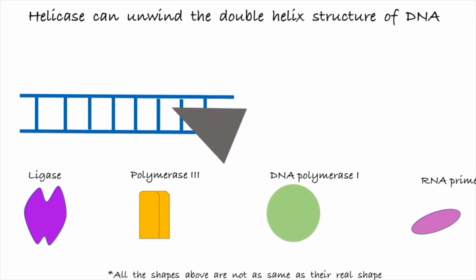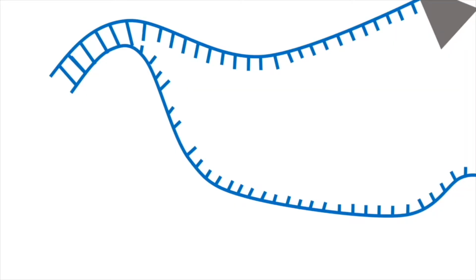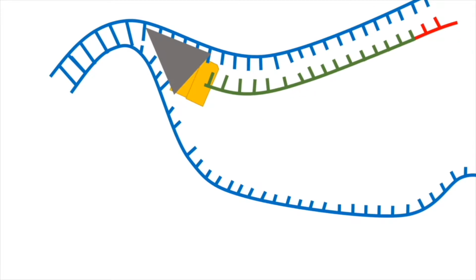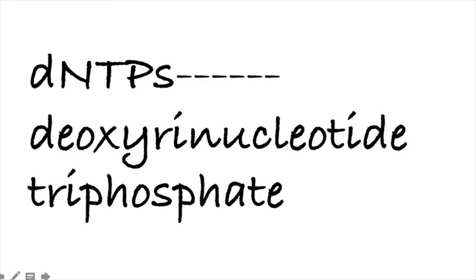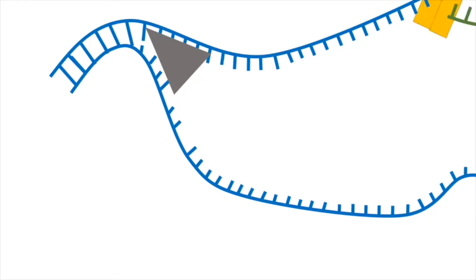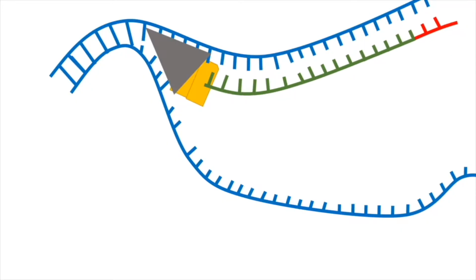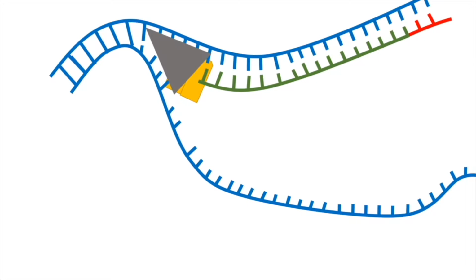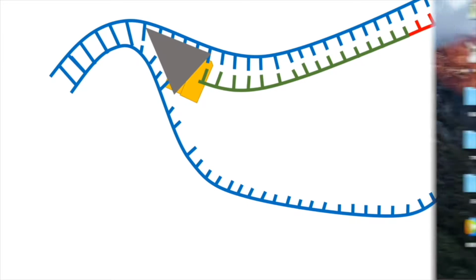Helicase is a kind of enzyme that uses ATP to move and unzip the two strands of DNA. Single-strand binding protein attached to each strand keeps them open. DNA polymerase III catalyzes the formation of new strands using dNTPs. dNTPs stand for deoxyribonucleotide triphosphate. By pairing the dNTPs to their complementary base pair from 5' to 3', the leading strand is formed.